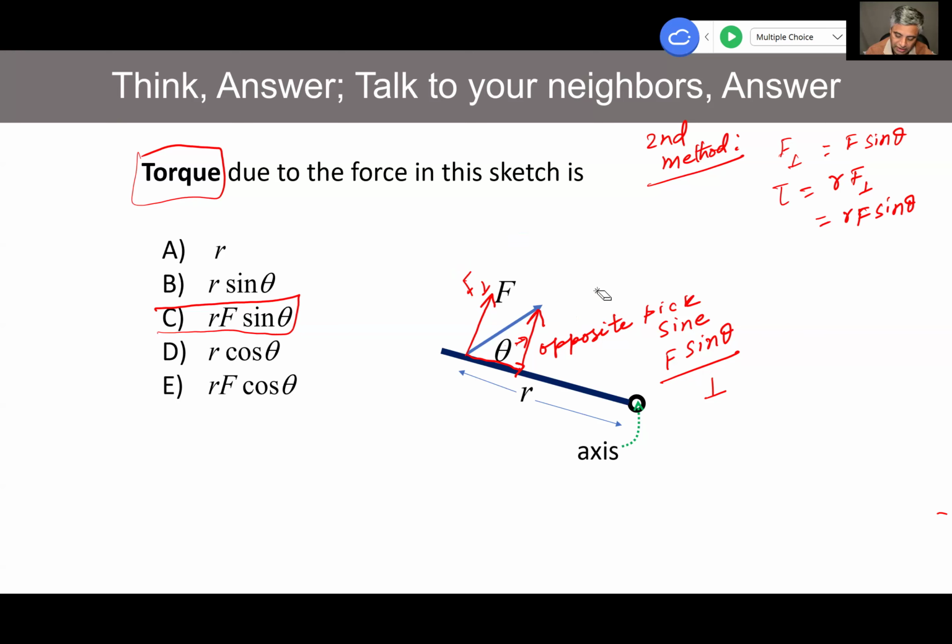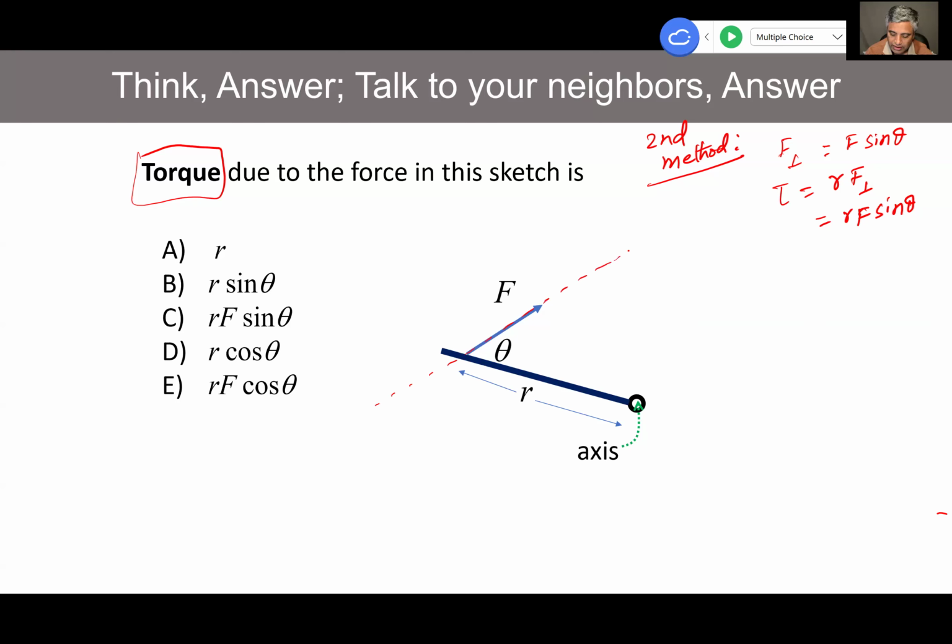And the third method is by drawing the lever arm. And I want you to master that, okay? So let's use the third method. In step one, we make this longer. This is step one, the line of force. And in the second step, you draw the shortest line from the axis of rotation to the line of action of force. Looks like that's going to make 90 degrees here. So this is the lever arm.